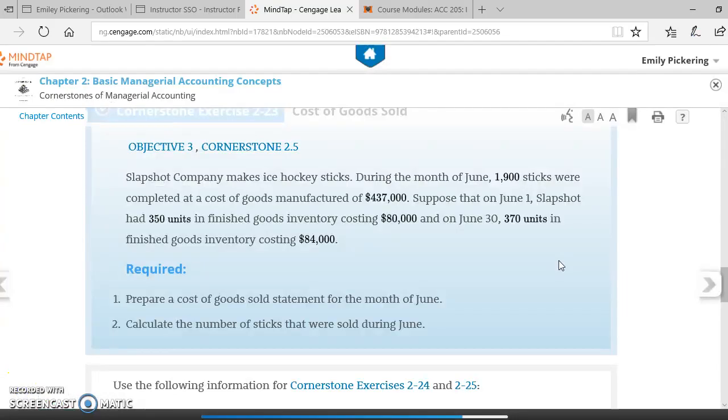The next one is 2-23. I'm going to do my cost of goods sold. We are making hockey sticks again. During the month of June, 1,900 sticks were completed at a cost of goods manufactured of 437,000. June 1st, we had 350 units in finished goods at a cost of 80,000, and on June 30th, we had 370 units in finished goods at a cost of 84,000. So I'm going to go ahead and prepare a cost of goods sold for June.